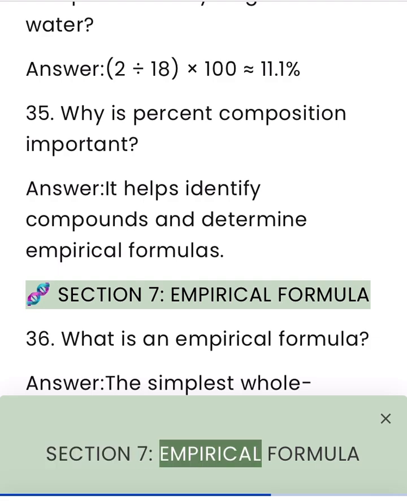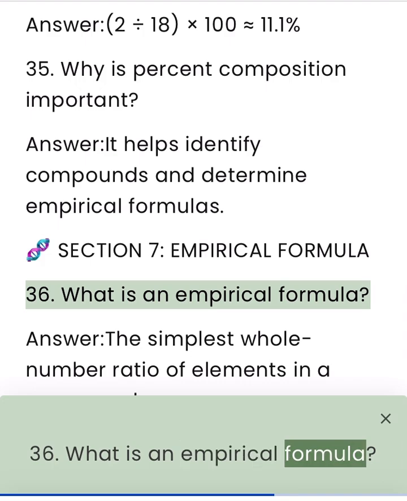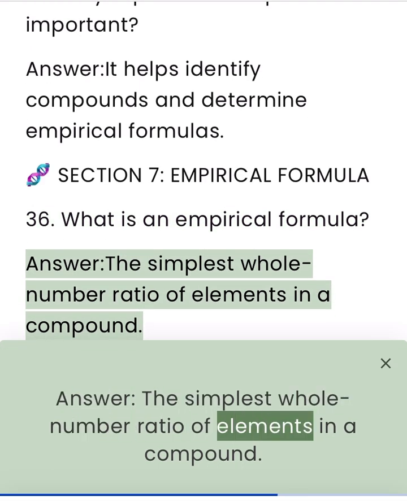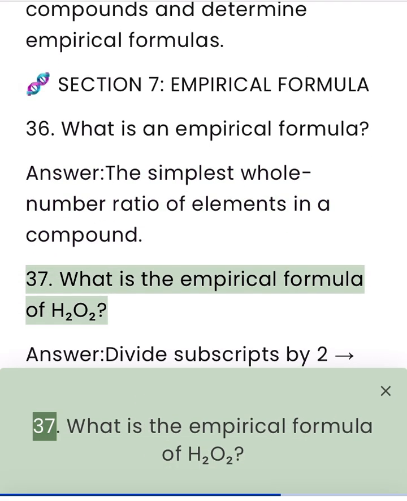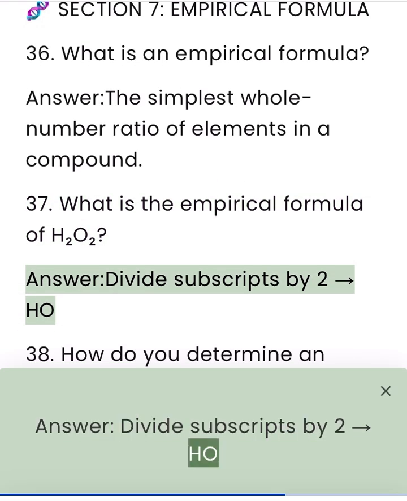Section 7. Empirical formula. 36. What is an empirical formula? Answer. The simplest whole number ratio of elements in a compound. 37. What is the empirical formula of H2O2? Answer. Divide subscripts by 2: HO.